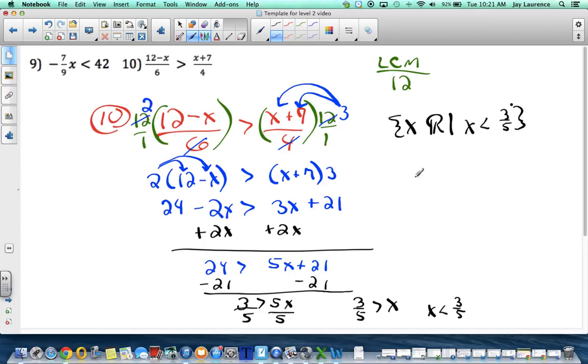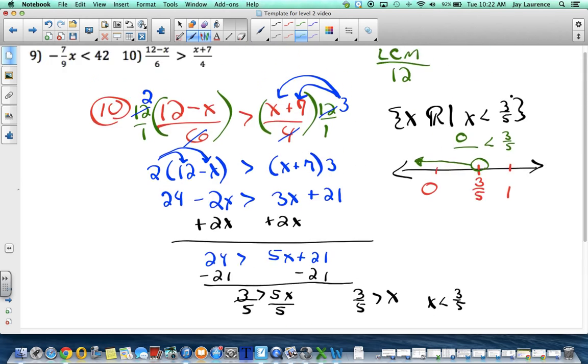Close my brace. On a graph, on a number line, I've got to show 3/5. I'll show 1. I'll show 0. It will be an open point because it's not equal to. Excuse me. And then I need a number that is less than 3/5. Well, how about 0? So I'll shade toward the direction of 0. There you go. There's number 10.